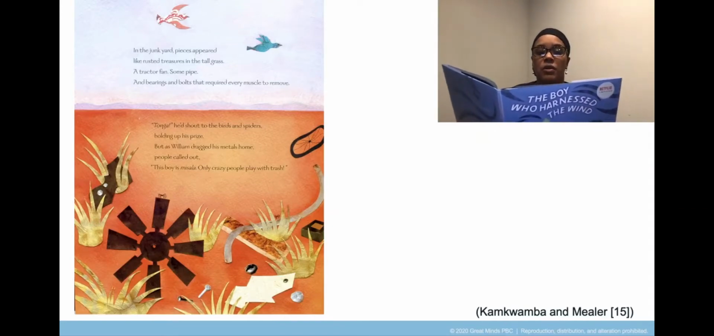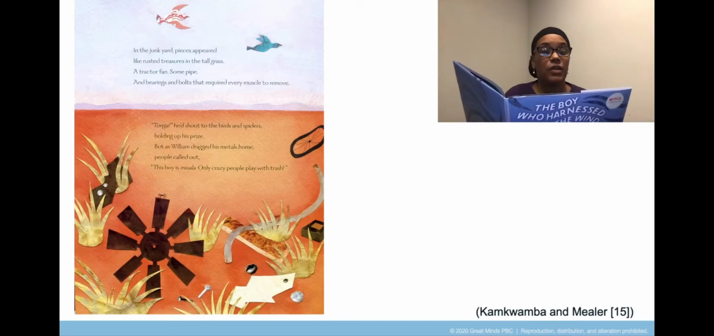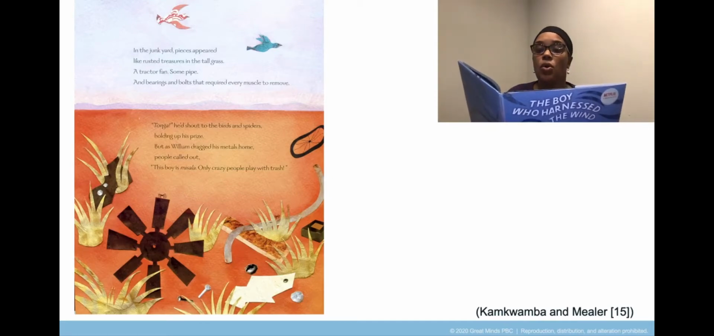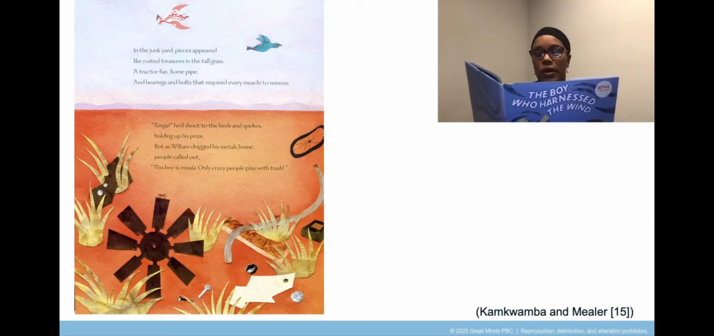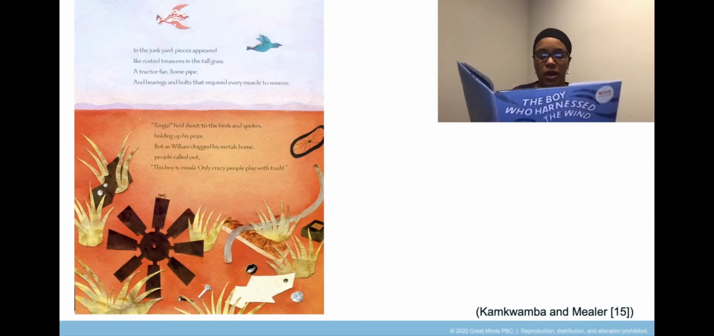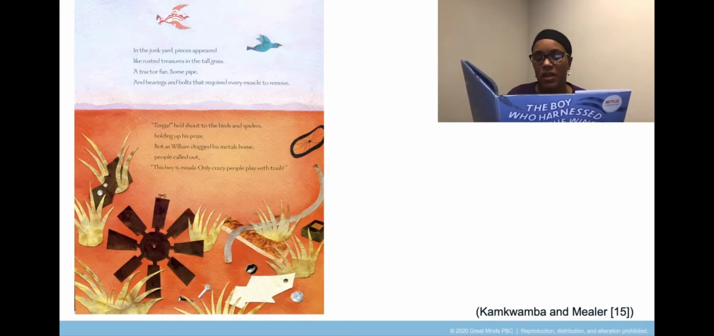In the junkyard, pieces appeared like rusted treasures in the tall grass. A tractor fan, some pipe, and bearings and bolts that required every muscle to remove. Tonga, he'd shout to the birds and spiders, holding up his prize. But as William dragged his metals home, people called out, "This boy is Misala. Only crazy people play with trash."